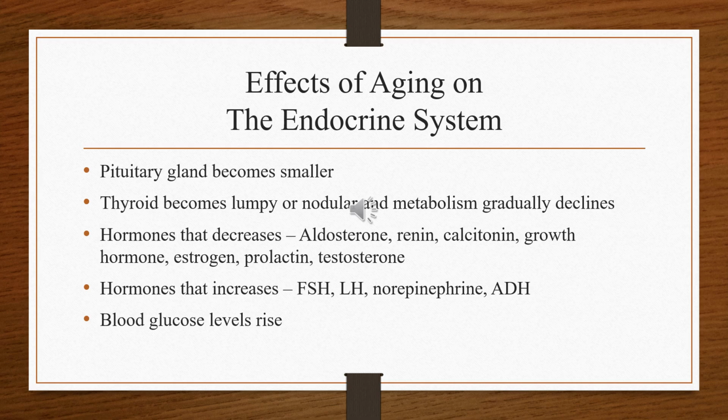Okay, so when we talk about effects of aging on the endocrine system, our pituitary gland becomes smaller, causing a lot of different issues. So our metabolism starts to decline. As we'll talk about in the next chapter, when the metabolism starts to decline, things start to slow up in the body. So you start to feel tired a lot.